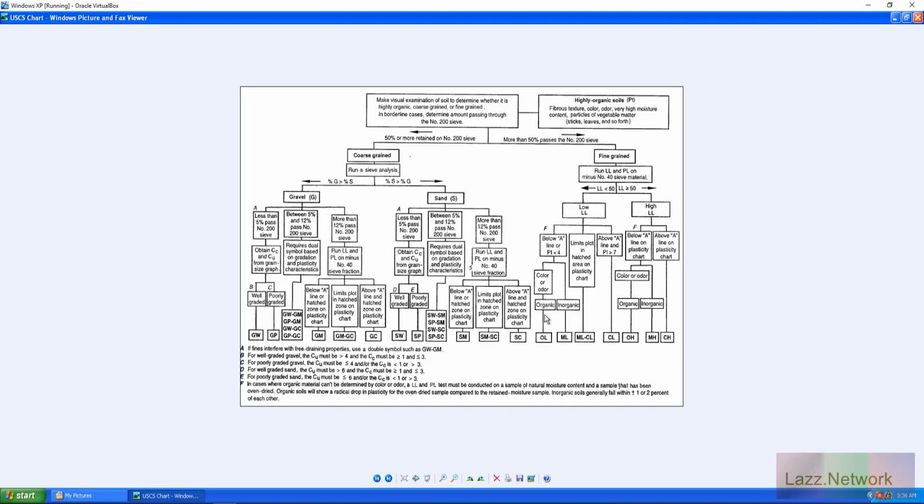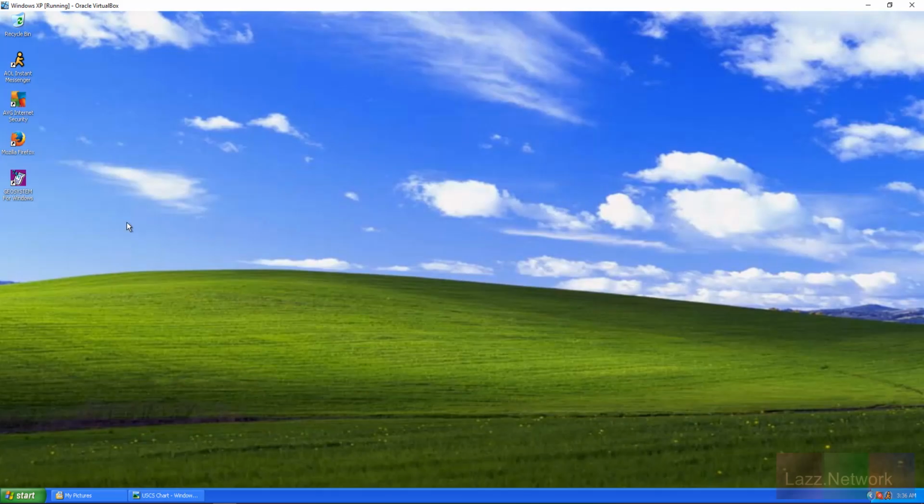So if you do have something like that, then that would classify as an OL for this. If it's inorganic, then you would say it's ML. If you have limits that plot in the hatched area on the plasticity chart, which I kind of forgot to show, so what's considered your hatched area.